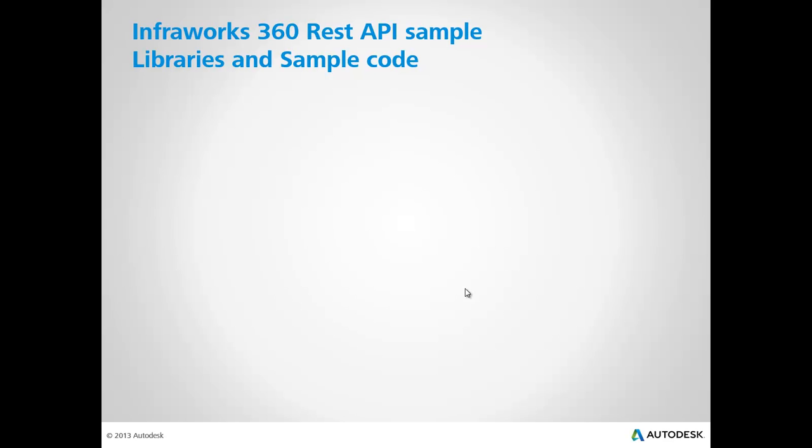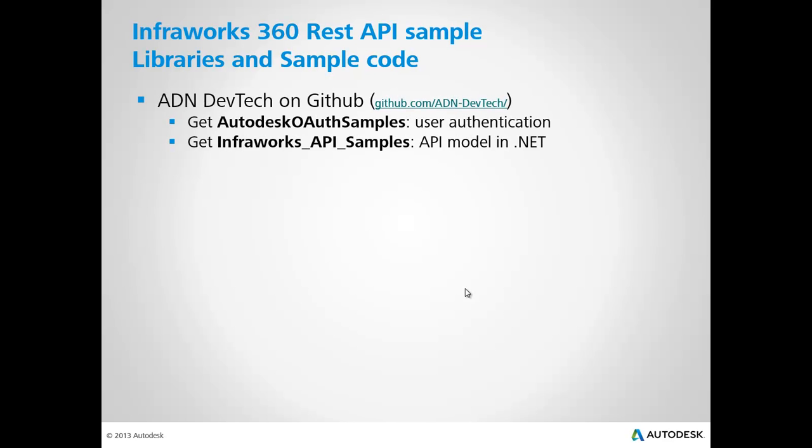We don't want to get started from zero, so let's get some libraries available on the web. First, we have an ADN DevTech folder on GitHub. So if you go to github.com/ADN DevTech, you can get a lot of samples. There is an Autodesk OAuth sample and also an Infraworks API sample. We need those two samples to create this model.